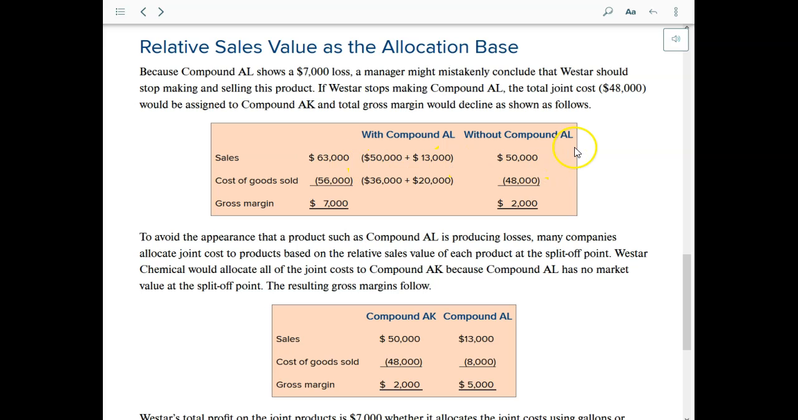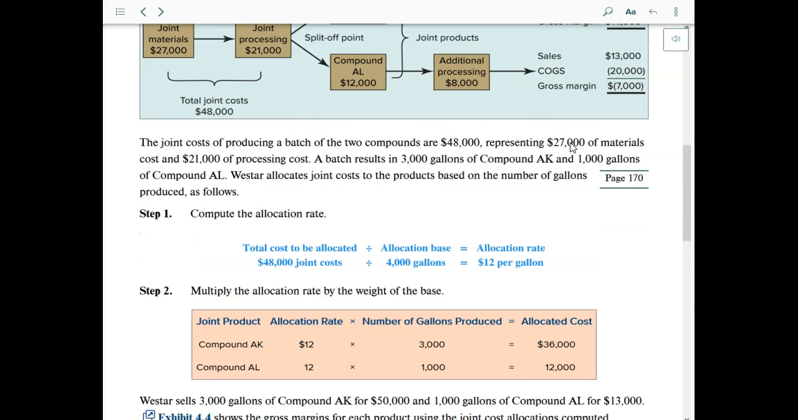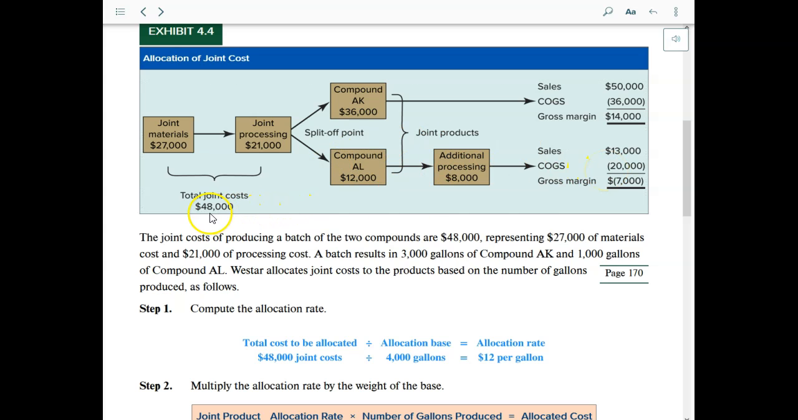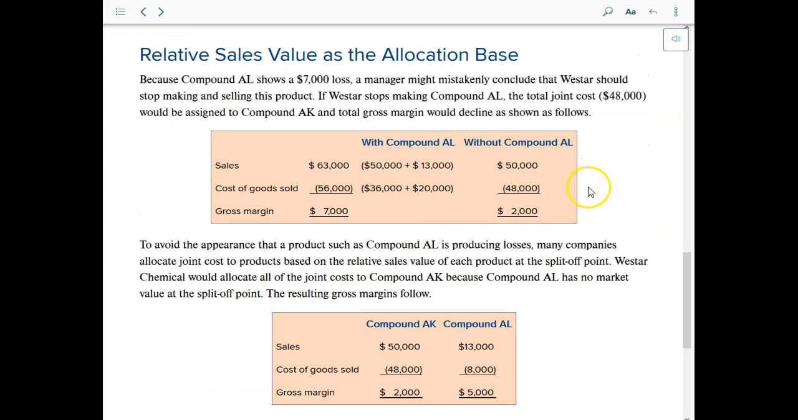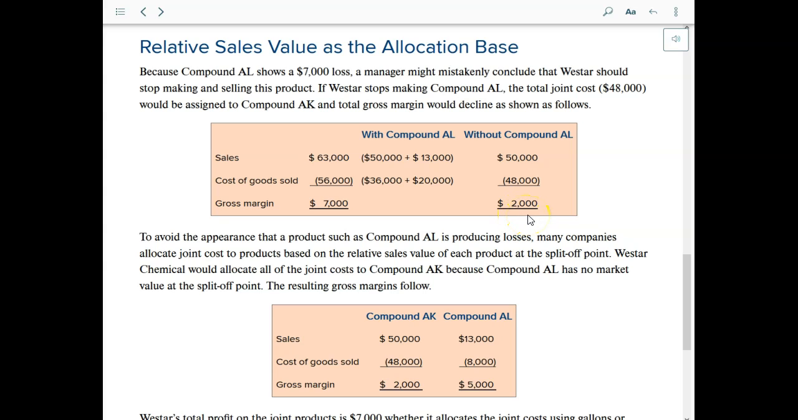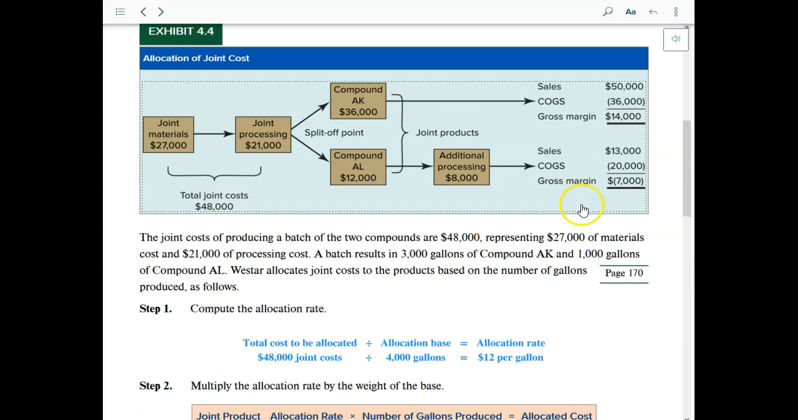Now, if you get rid of compound AL and don't do anything past this point, you've still spent $48,000, and you're only going to get $50,000 in revenue. So you only have a gross margin of total $2,000. See? Without compound AL, if you're just selling compound AK, you only had $50,000 in revenue. It has to pick up all the cost because you incurred these. We only had a profit of $2,000. Our profits were lowered by $5,000 because we got rid of what we thought was this loss area here.